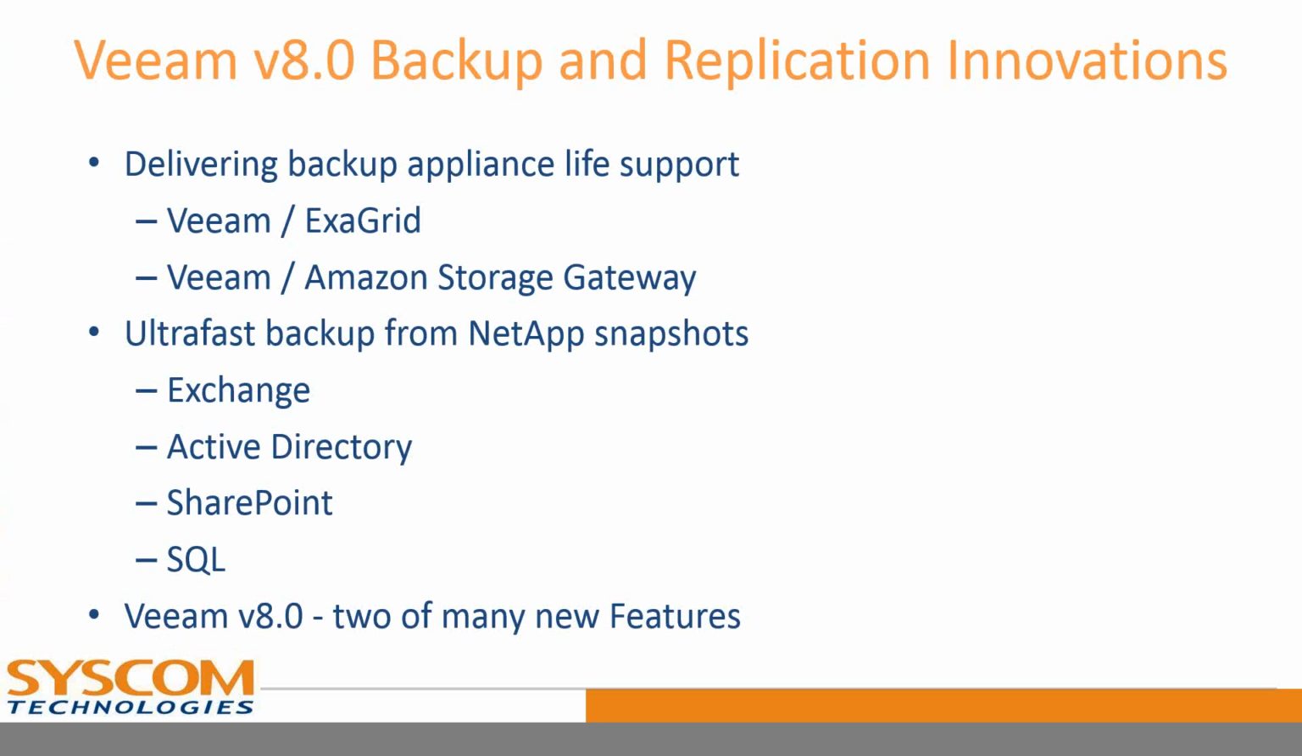This morning we'll be talking about Veeam version 8, Backup and Replication innovations, and specifically, we're going to talk about how we can deliver backup appliance life support. So if you're using some type of older appliance, or even if you're using the ExaGrid, today you can augment that with the additional newer ExaGrids, and there's some new features with the ExaGrid in version 8 that we'll talk about today. We can also utilize the Amazon Storage Gateway, for example, to get your backups off-site, even if you're storing them on an ExaGrid, regular storage, or wherever.